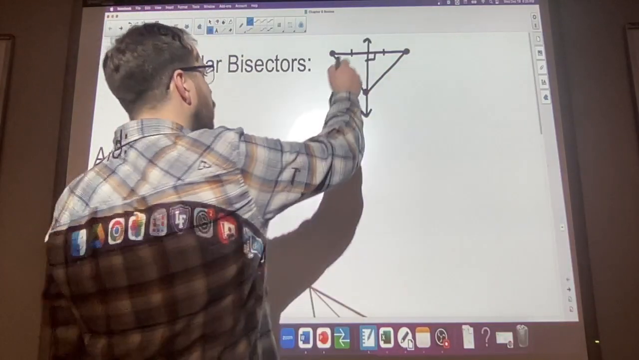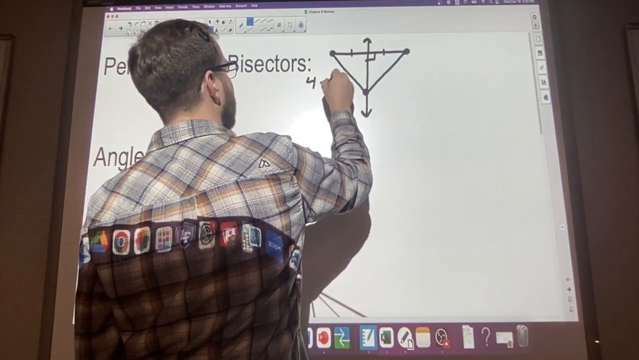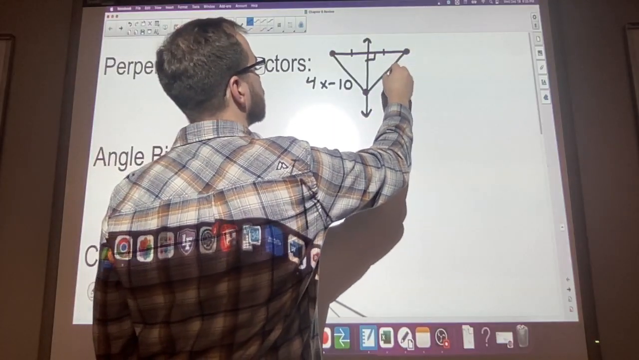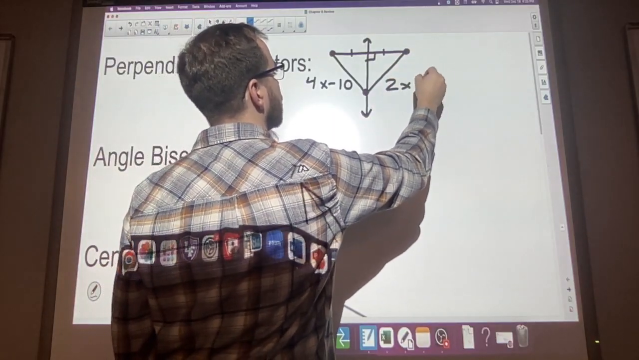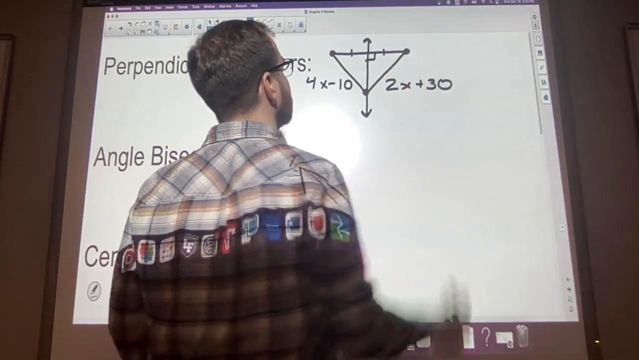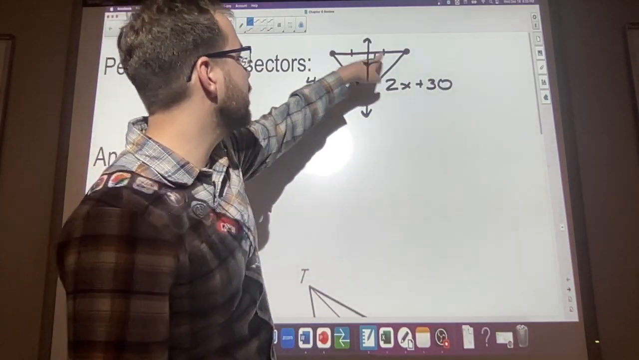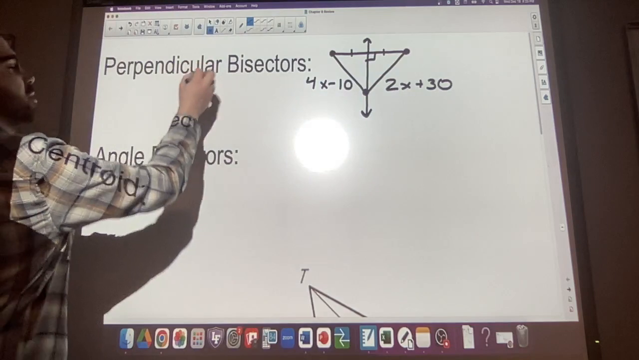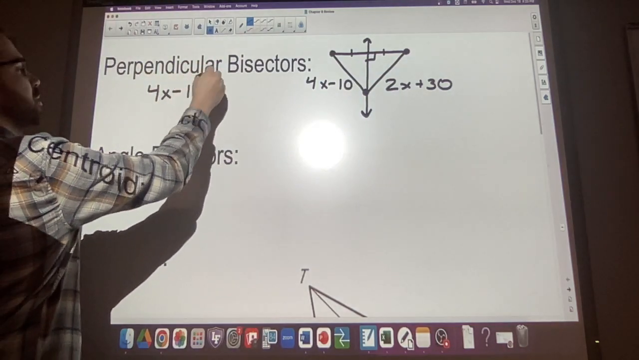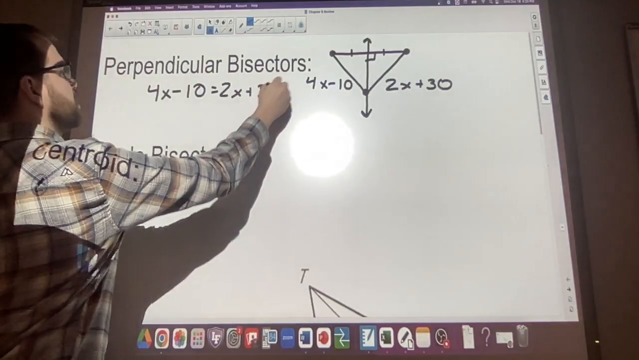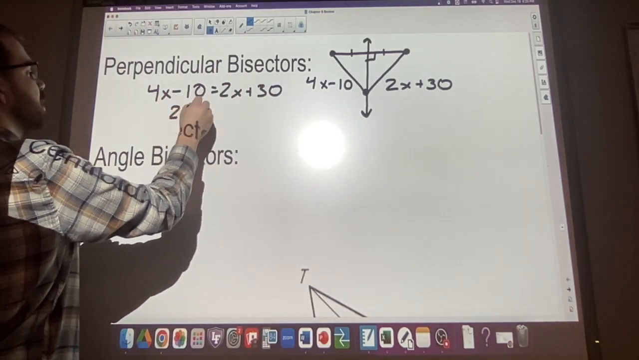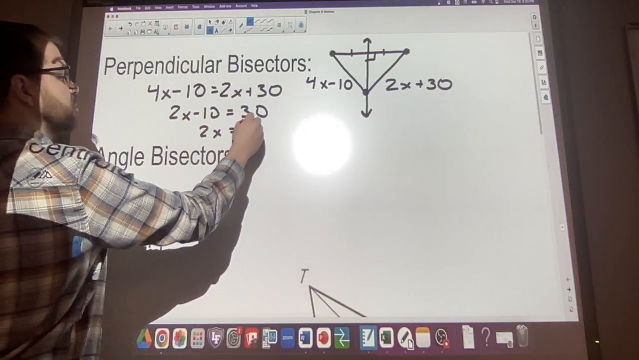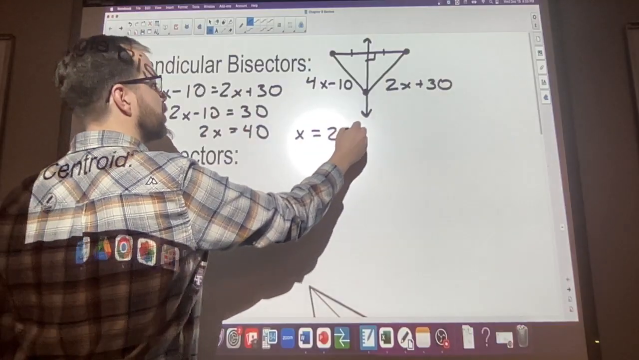So, if I told you that this right here was 4x minus 10, and this was 2x plus 30, okay? Since this is a perpendicular bisector, it's cutting in half and it's a right angle, these two have to be the same because it's right smack dab in the middle. So you could say that 4x minus 10 equals 2x plus 30. Subtract 2x over, we get 2x minus 10 equals 30. Add 10 over, we get 2x equals 40. And then x equals 20.